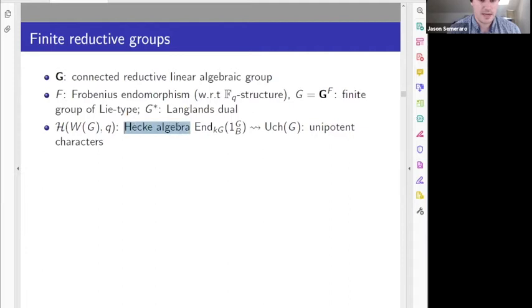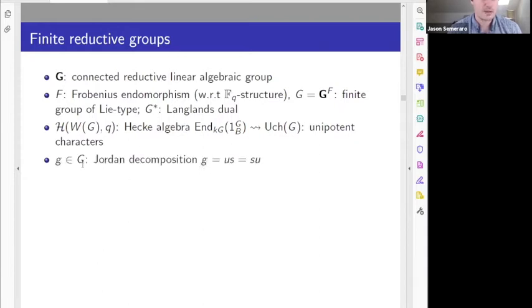Okay, so this is a particular algebra that one can attach to an arbitrary finite reductive group. And from this algebra, one recovers explicitly certain characters of the group called unipotent characters. This is explained in terms of Deligne-Lusztig theory, which I don't want to go into too much detail about here. But just to say that these characters can be defined explicitly from the Hecke algebra, at least their degrees can be read off from that algebra.